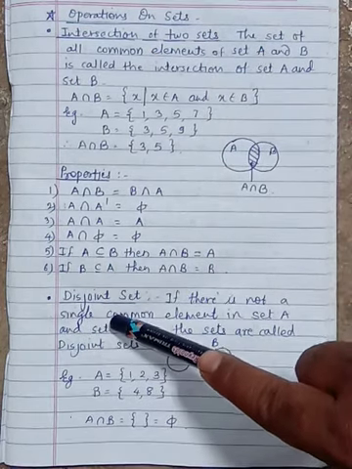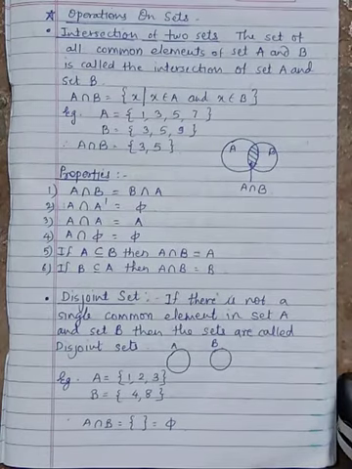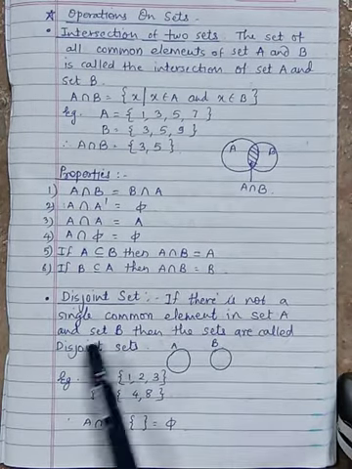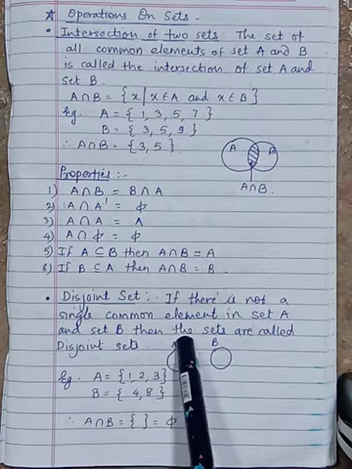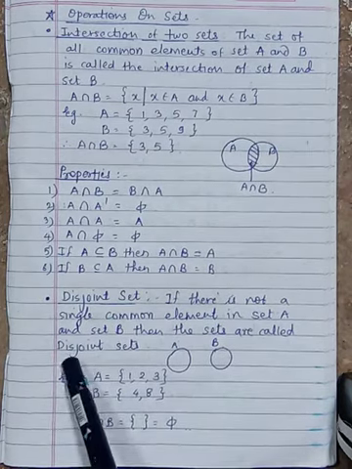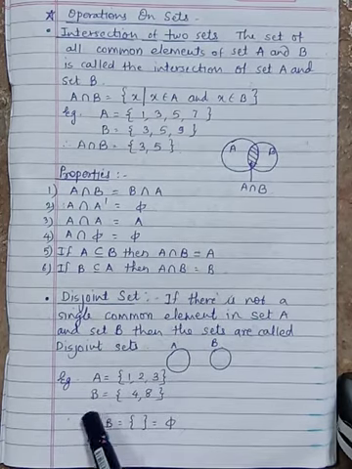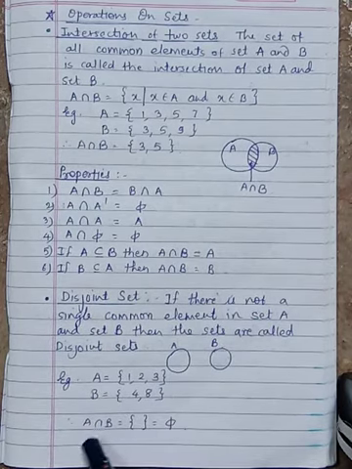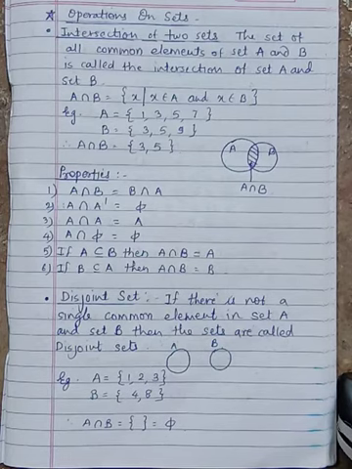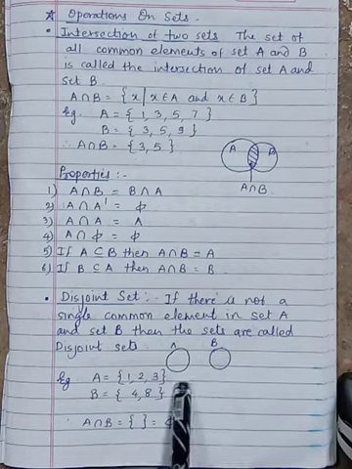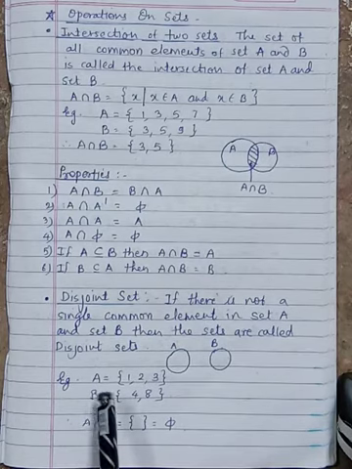Next definition is disjoint set. If there is not a single common element in set A and set B, then the sets are called disjoint sets. Means A is 1, 2, 3, B is 4, 8. So A intersection B is equal to null set. There is no common element. These two sets are different. So these two sets are called disjoint sets.